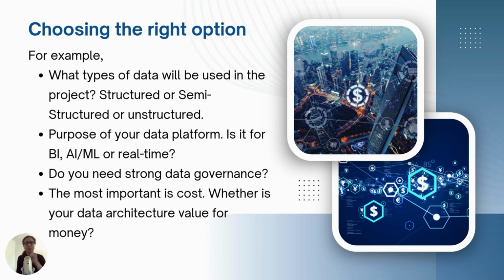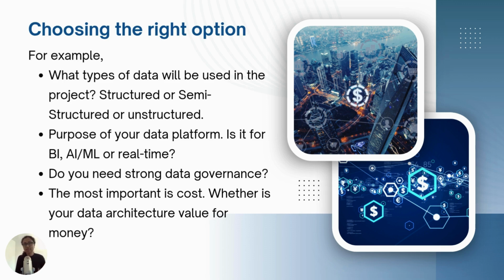Now, how will you choose the right option? When you are doing the initial activities, you understand some of the steps you need for your business, and how you need to define your data platform solution. There are many different ways to find the right option. For example, what type of data will be used in this project? Just categorize: you have some structured data, semi-structured data, or unstructured data. Then you need to understand your purpose. Are you going to explore only BI, or AI and ML? Are you also going to add some real time things? You need to identify exactly what your purpose is, and whether you need strong data governance or not.